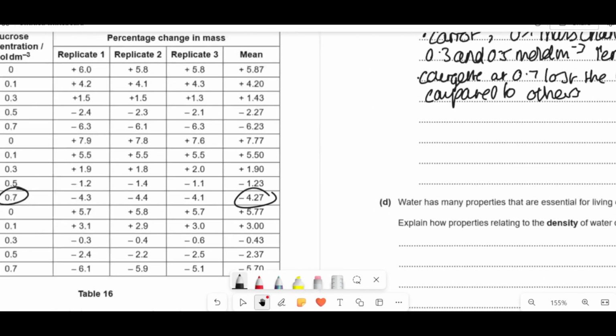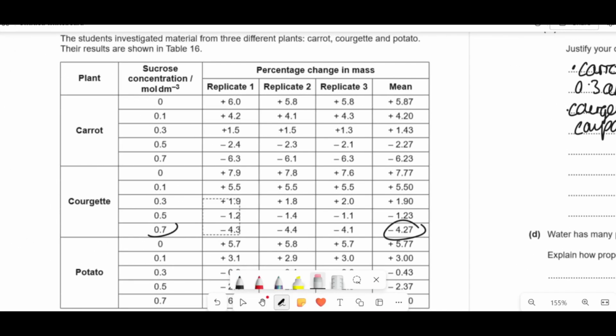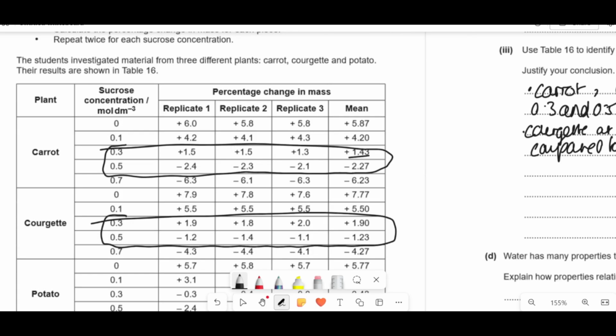If we go a bit further to narrow them down between the carrot and the courgette, if you look between these two, and then here and here, you're going from plus 1.43 to minus 2.27. So the jump is pretty big, the difference between these two is a lot higher than this. So here you can see that we're losing minus 2.27. So if I was to draw it like a graph where the percentage change is on the y-axis, here we are, right? So here and then here, it goes down more steeply from there to there.